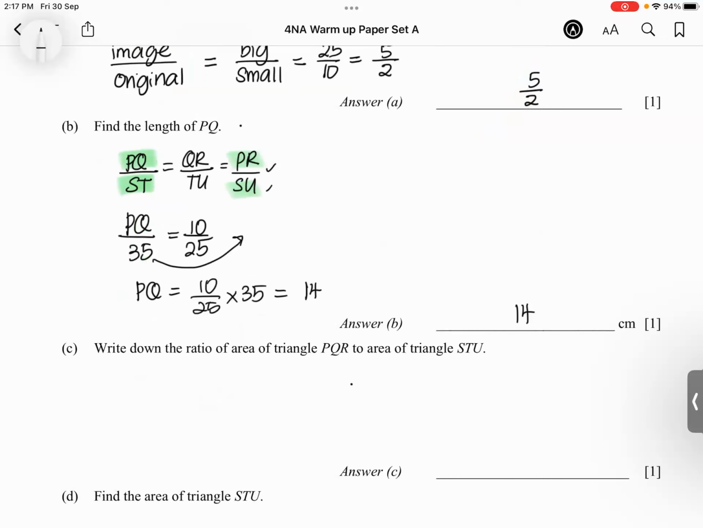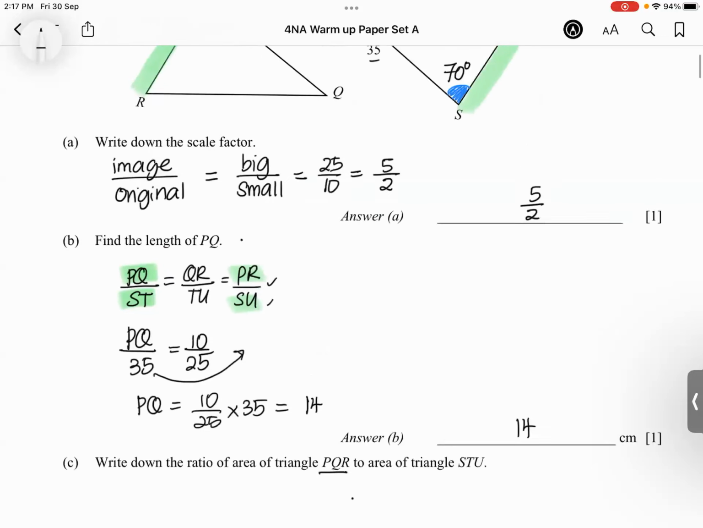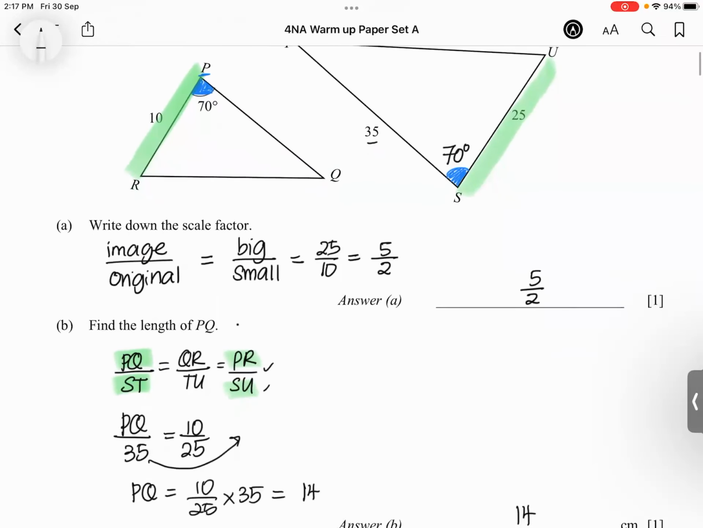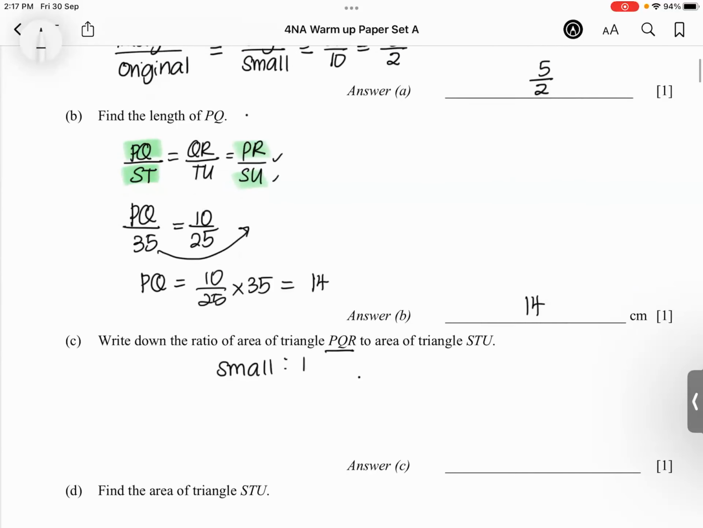All right. Next one, find the area of the triangle ratio. So if you want to find the ratio, first we find the ratio of the length first. PQR is the small triangle. So small is to big. Let me find the ratio for the length. Our ratio for length, we know the small pair is 10. Then the bigger one matching is 25. Let me simplify this. 10 over 25 gives me 2:5.